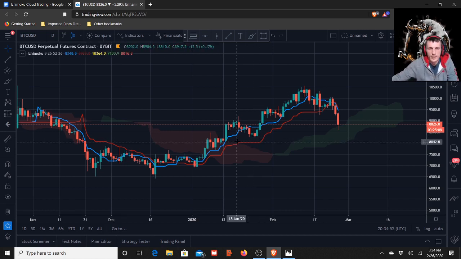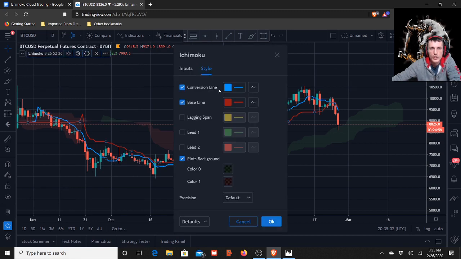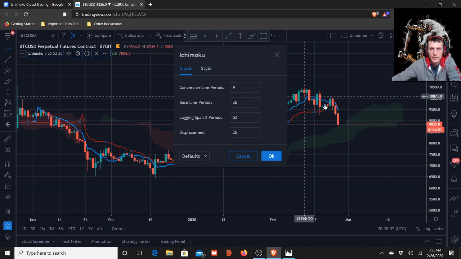Alright, so you notice we got a red and a blue line here. These are your baseline and your conversion line, and you can go right up here into your settings. Your conversion line is blue, your baseline is red. Your conversion line is your faster line, your baseline is your slower line. Your conversion line is plotted with 9 period, and the baseline period's at 26. So you can look at it like a moving average. When they cross is where we're looking in this first strategy I'm going to show you guys.